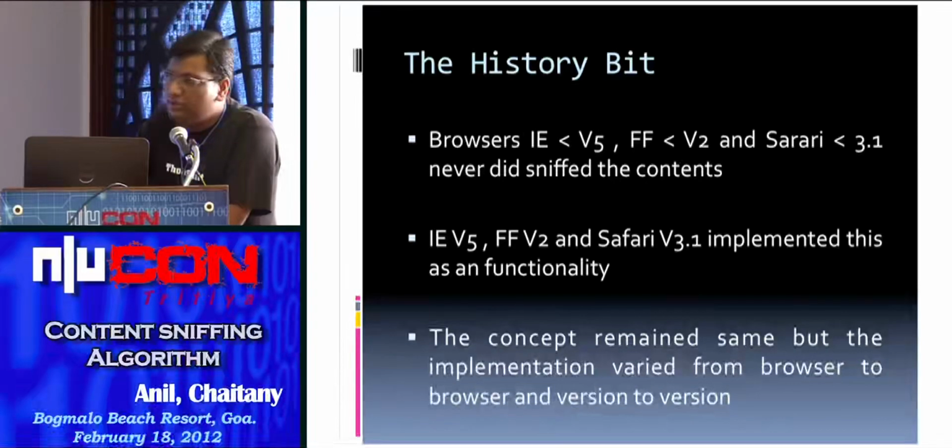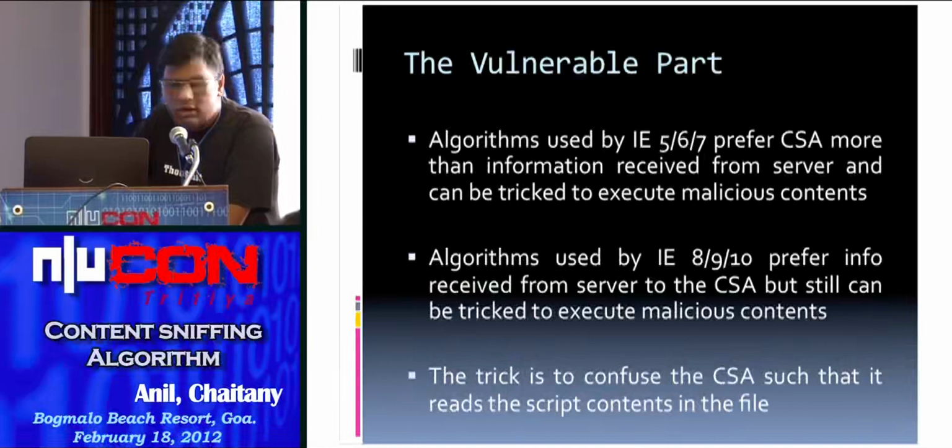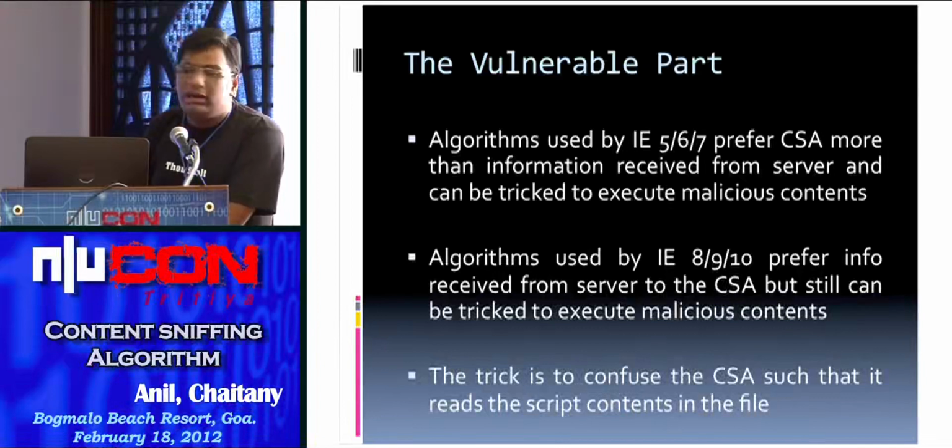Basically, versions 5, 6 and 7 of Internet Explorer use a different kind of algorithm. Versions 8, 9 and 10 of Internet Explorer use a different kind of algorithm. But we have observed that all these versions can be tricked to execute malicious files. The algorithm used by IE 5, 6 and 7 basically prefers the content sniffing algorithm to the information received from the server.